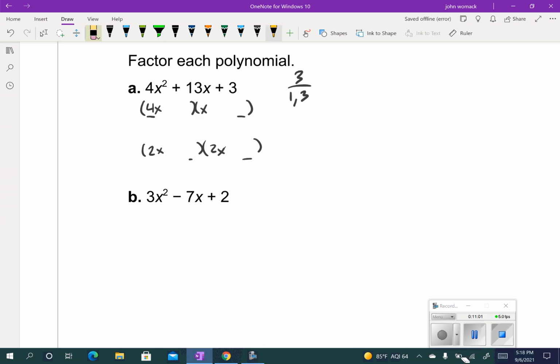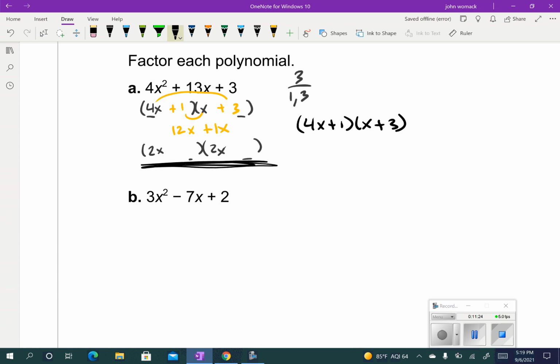So let's do that. I'm going to put the 1 here and the 3 here and try it again. Okay, that would be 12x. That would be 1x. I add those together. I got it. That's 13x, right? So my factored form is 4x plus 1 times x plus 3. Now, if that hadn't worked, I would have come down to this second one, with the 2x and the 2x, and tried it down there. So that's all you're doing. You're just trying combinations until you find the one that gives you, remember, I'm focused on this, that middle term right there.